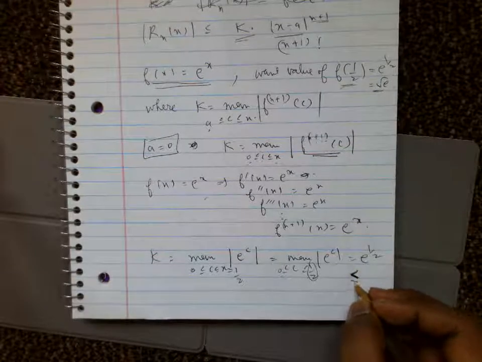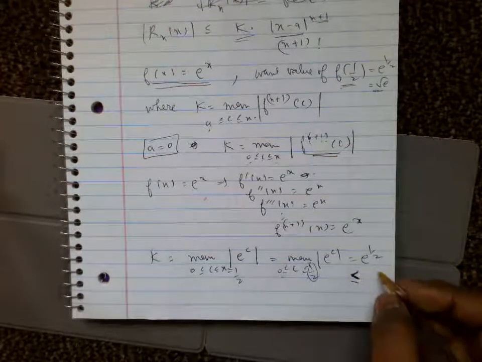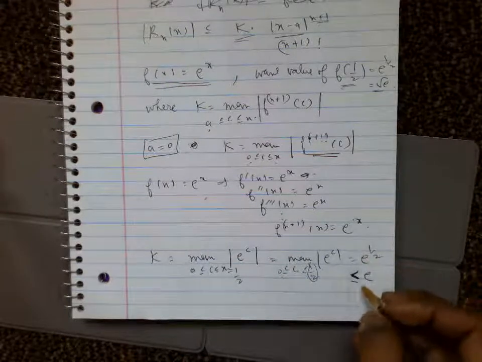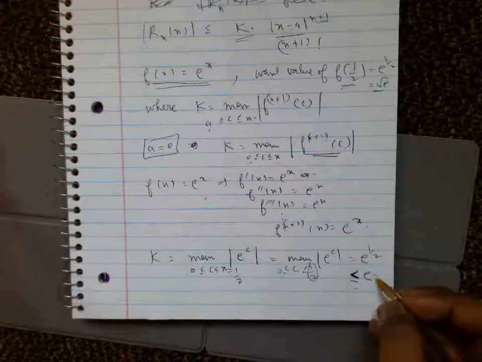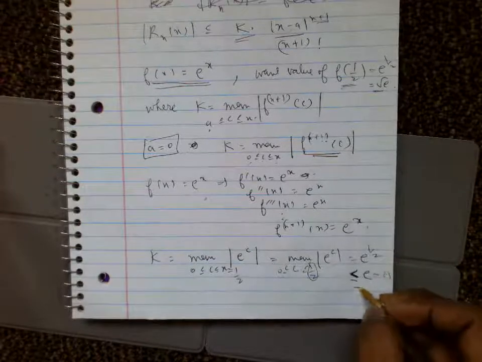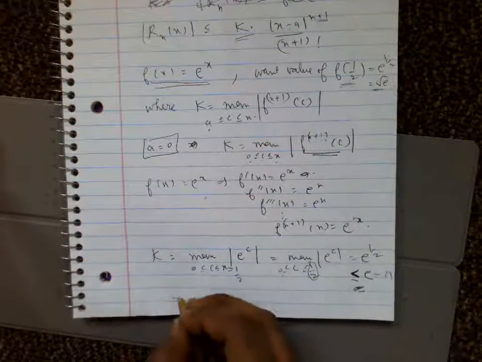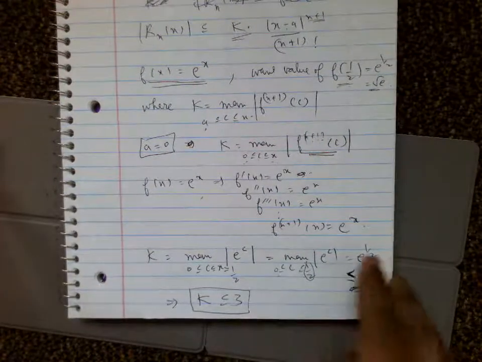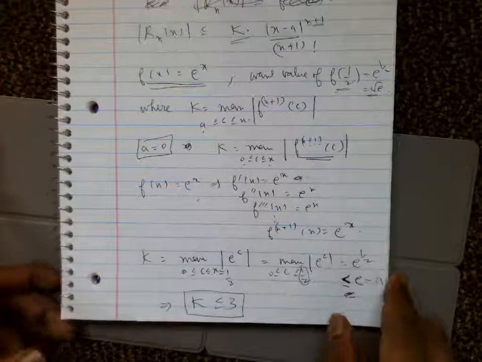We want to find some bound for k. So this is of course less than e, because square root of e will be less than e, and the value of e is 2.3 something. So we can safely assume that k is less than or equal to 3. Since we are assuming that k is less than or equal to 3, we want this remainder to be less than or equal to 0.02.